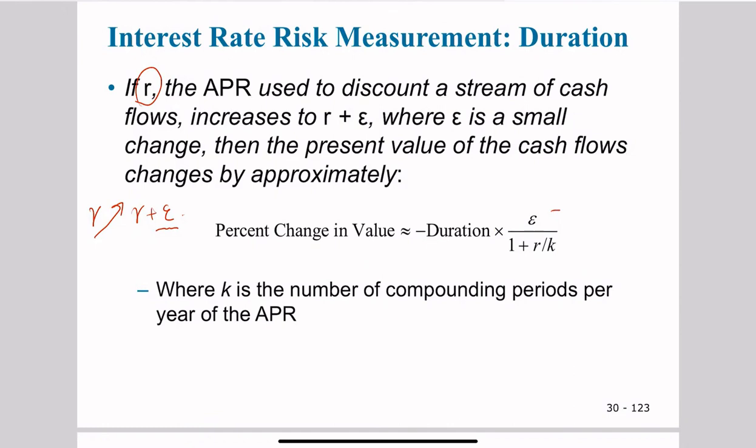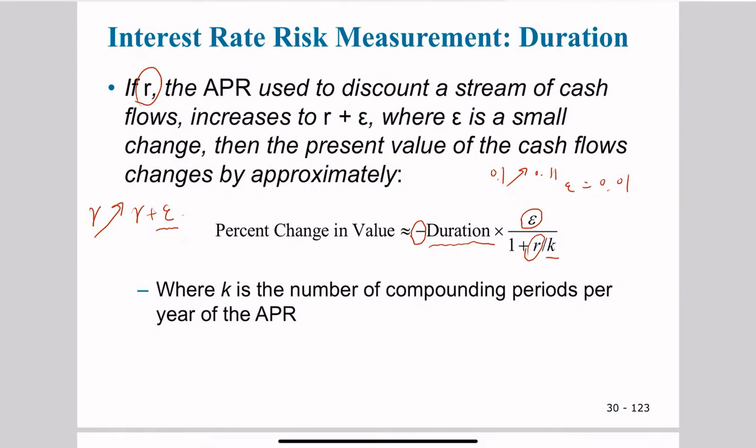Okay, so let's again decompose this formula here. Of course, this guy is just duration. And please don't forget this negative sign. Epsilon is the change in the interest rate or the bond yield. For example, if the interest rate increases from 0.1 to 0.11, the epsilon is just 0.01. And here the R, again, is just the bond yield. Okay, K here is the number of compounding periods per year. So let's say if the bond pays annual coupon payments, then this means you will only compound one time per year. So K equals 1.